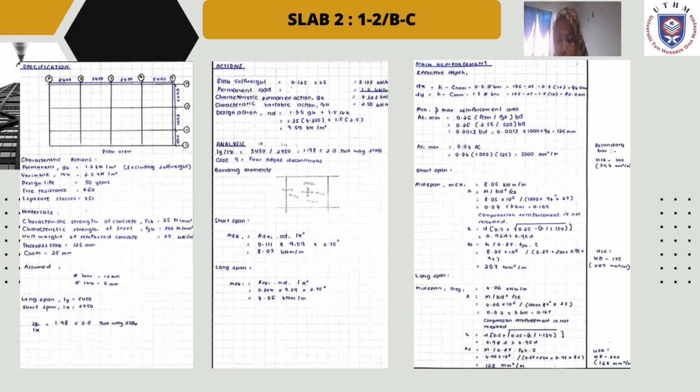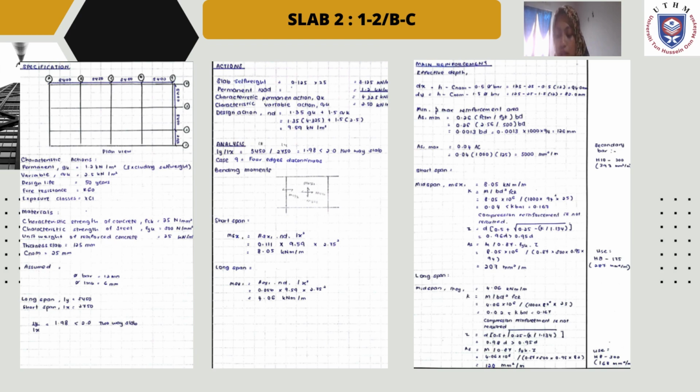For this calculation, it is also a two-way restrained slab. The first thing, we need to divide our long span by short span, and our calculation got 1.98 for this slab, which is still a two-way slab, but in a different case. The action is also quite similar to the first one, which is 9.5 kilonewton per m.